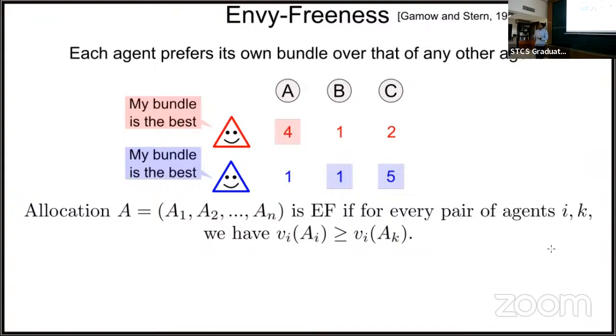Likewise, if I am the blue agent, my value for my own bundle is 6, and I don't have a lot of value for red's bundle, so I don't envy red. So both agents are happy with what they have, no one envies the other, so this is an envy-free allocation. Okay? So we look at the entire bundle. We are not plucking items out of it. I'm just comparing my entire bundle with the other person's entire bundle.